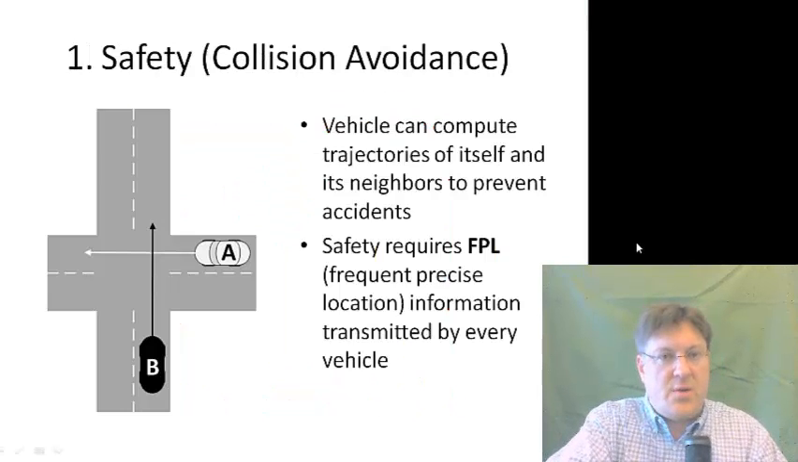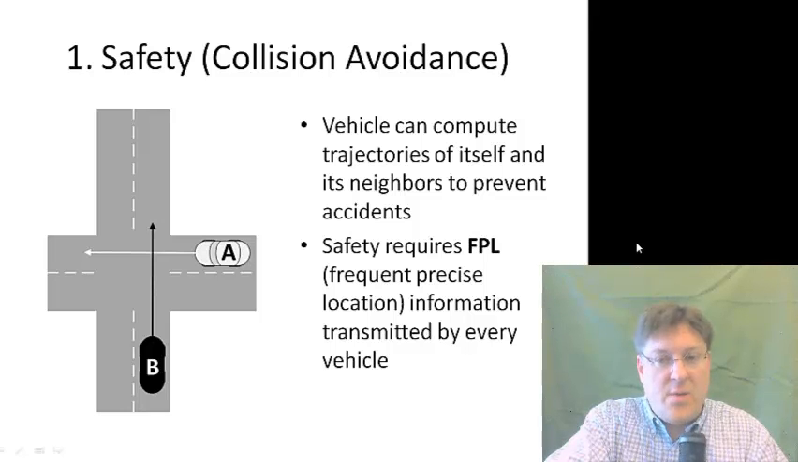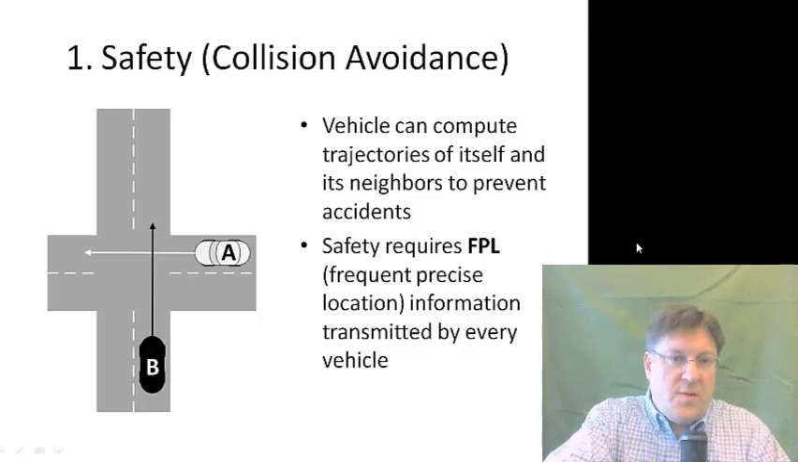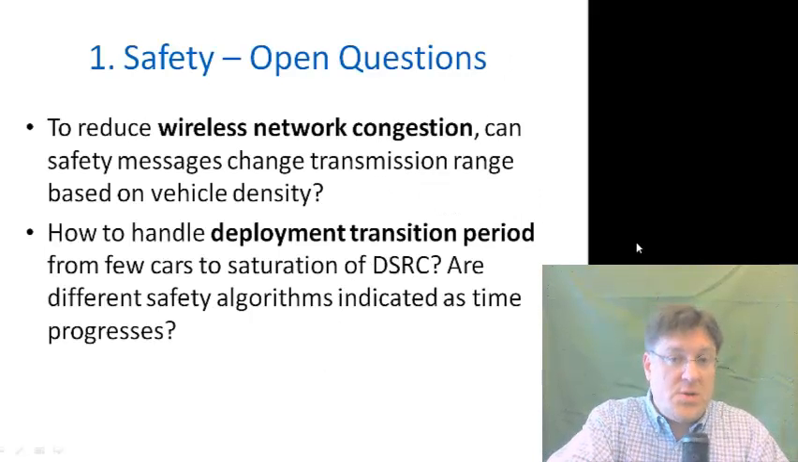Part 1, established standards. Number 1, safety, collision avoidance. We have to make sure that these messages sent between cars are able to be used to compute trajectories so that they can prevent themselves from colliding with each other. This type of application requires frequent precise location information, FPL information, transmitted by every vehicle. The current standard requires, I think, 10 times per second, 100 milliseconds per heartbeat message or pulse message that's sent by every single vehicle. Some open issues here to consider.